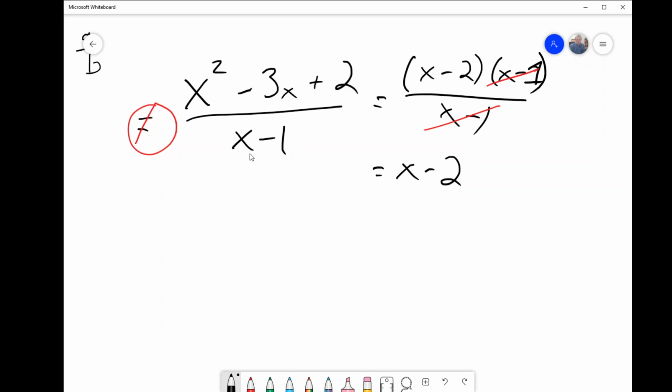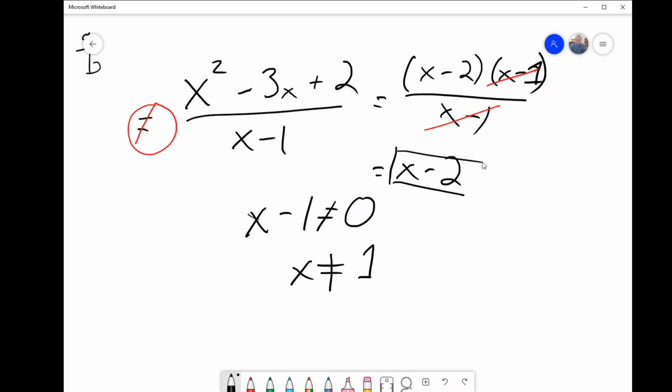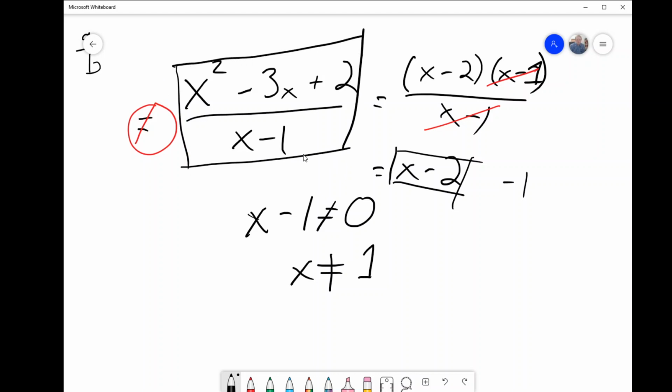But the big thing we have to watch out for would be that division by 0 is not allowed. So these forms are only equivalent when x is not equal to 1. When x equals 1, our final expression here is perfectly well defined. We just get y equals negative 1. And the expression is equal to negative 1. Whereas with our original, when x equals 1, we end up with 0 over 0. And division by 0 is not defined.